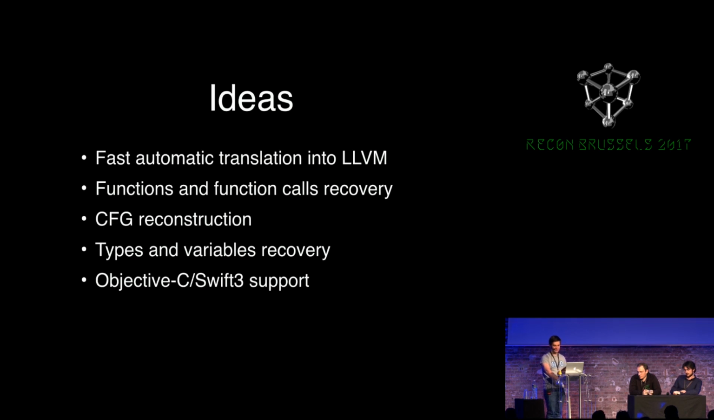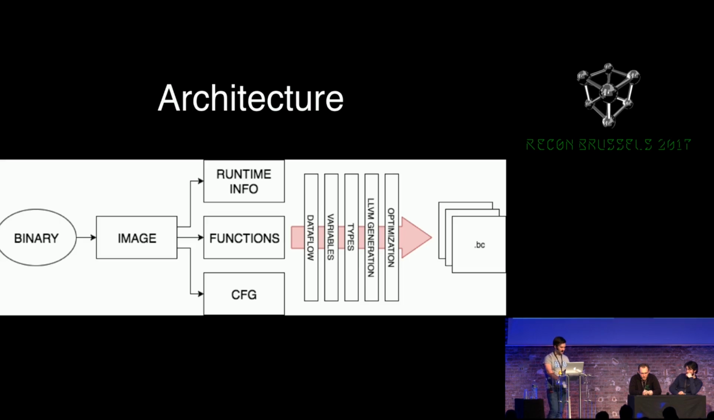These are the basic ideas that we implement in our translator. We implemented a high-performance tool that translates iOS applications to LLVM. It can recover functions and function calls, arguments of those functions, and function types, recover the control flow graph of the program, and reconstruct types and variables. During the translation and analysis, we also use all information about classes and interfaces we were able to recover. And this is the basic picture of how it works.